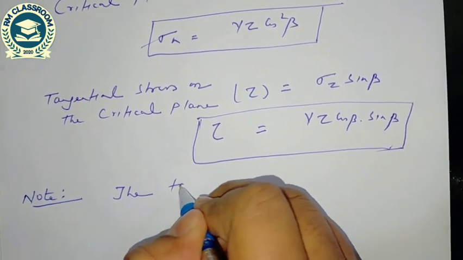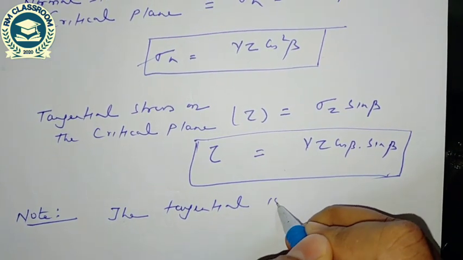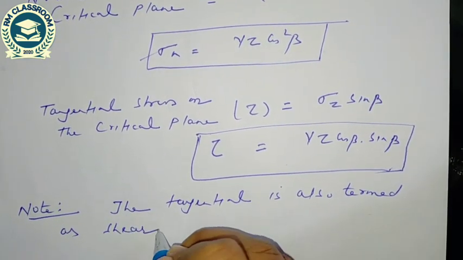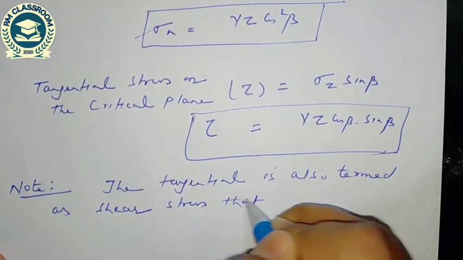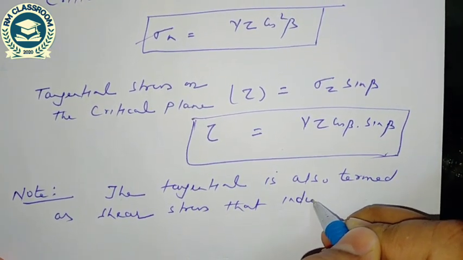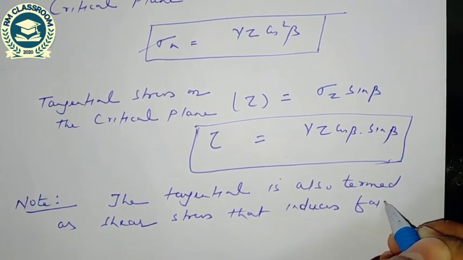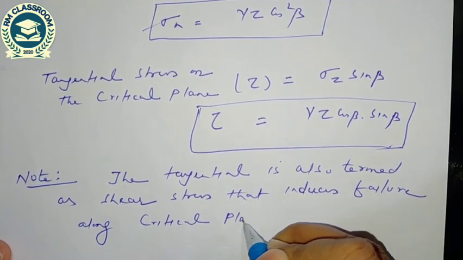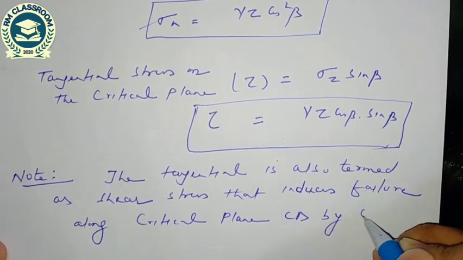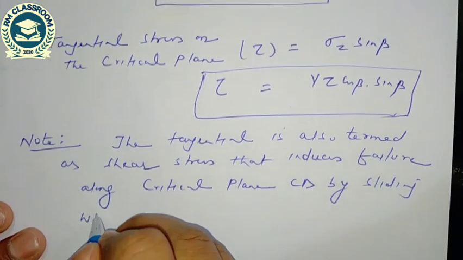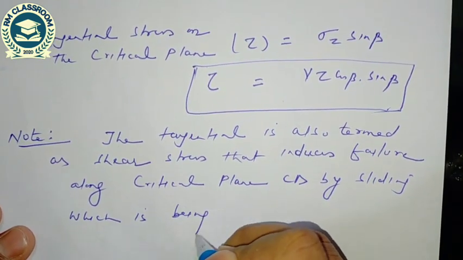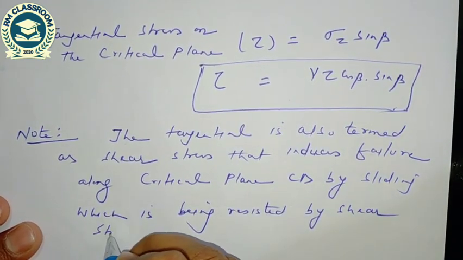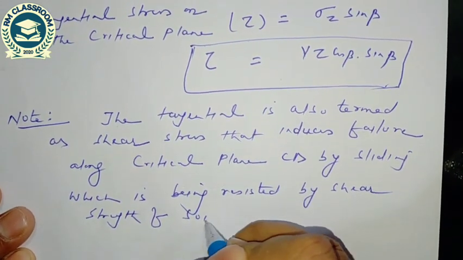So the tangential stress is also termed as shear stress that induces failure along critical plane CD by sliding, which is being resisted by shear strength of soil.